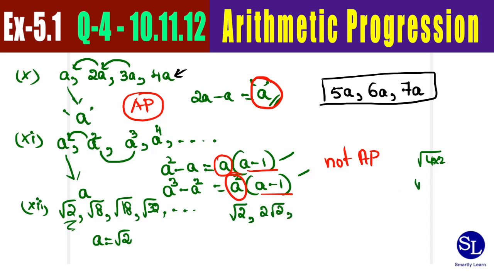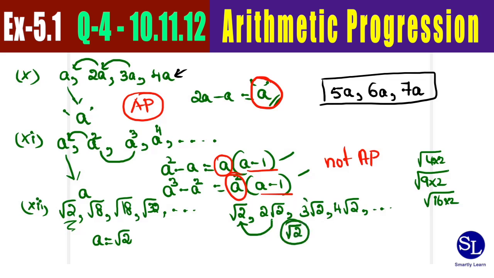Now root 18 can be written as 9 into 2 within the root. So this is 3 root 2. Now root 32 can be written as 16 into 2, which is essentially 4 root 2. Now it is easy for us to find the common difference. From the second term, I subtract the first term, I get a common difference of root 2. The same holds between the third and the second term. So this series is an AP with common difference of root 2.